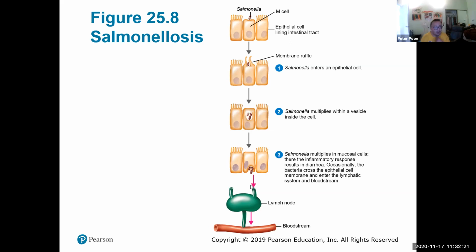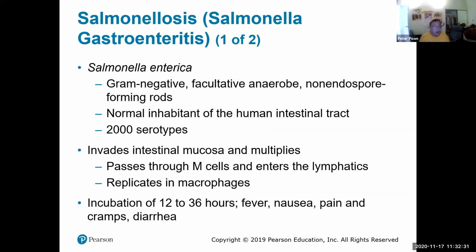So these guys go from the cells into the lymph node, and from the lymph node into the bloodstream. They don't care that they're ingested by macrophages. They replicate right through them, which is kind of scary.